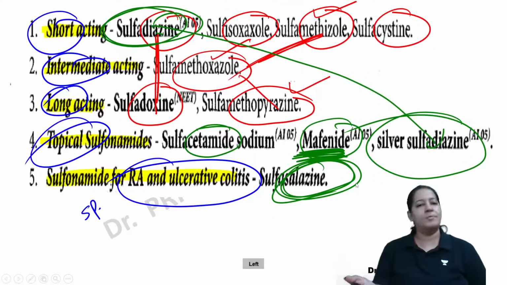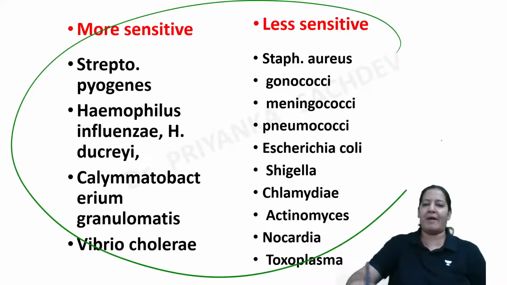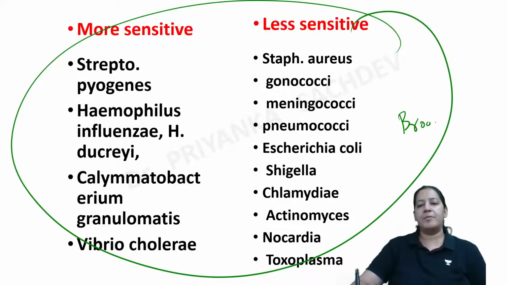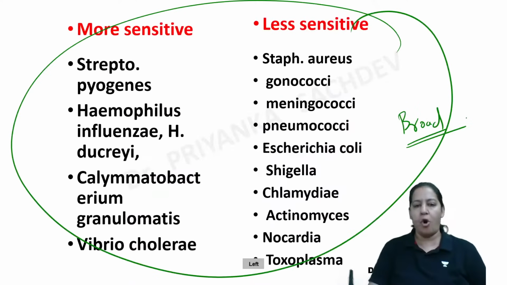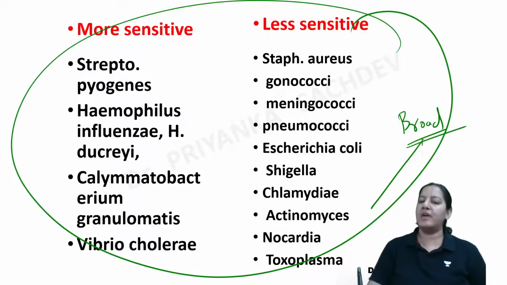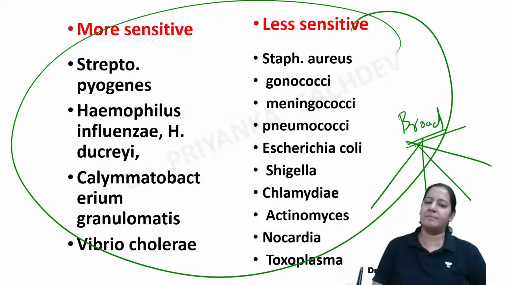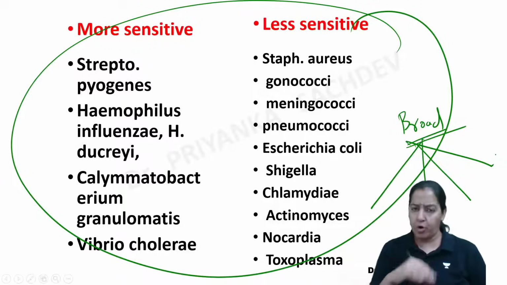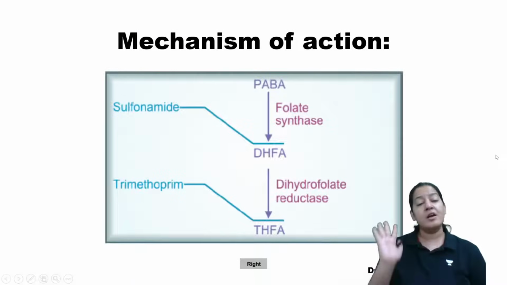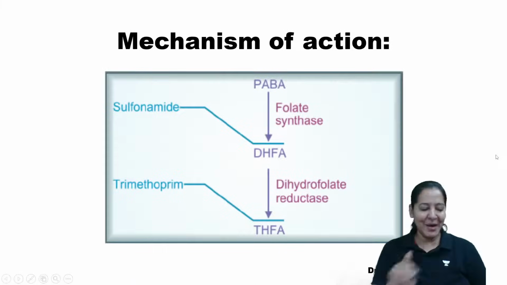So, okay, coming on the spectrum, don't learn the spectrum. You can see a big spectrum. They are broad spectrum. I mean, they act against all. They act against gram-positive cocci, gram-negative cocci, gram-positive bacilli, gram-negative bacilli. Don't learn individual bacteria. According to me, there will be no question on that. Coming on mechanism of action.